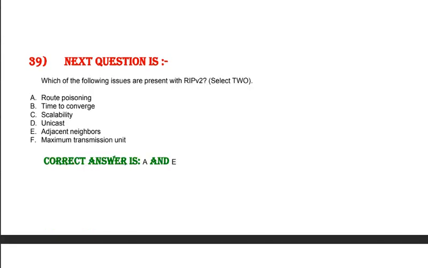Question is, which of the following issues are present with RIPv2? Select two options. Option A, routing poisoning. Option B, time of convergence. Option C, scalability. Option D, unicast. Option E, adjacent neighbors. Option F, maximum transmission unit. Correct answer is option A and option E.